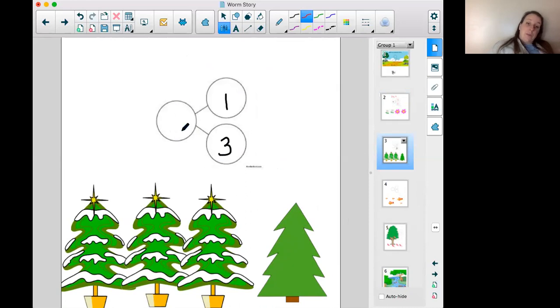This is asking me for the whole. So what is the whole amount of trees? I have to count all the trees. 1, 2, 3, 4. This is another way to make a 4. Before it was 2 and 2 with the flowers, and now it's 3 plus 1 more equals 4. 3 trees plus 1 more tree equals 4. Let's go to the next slide.